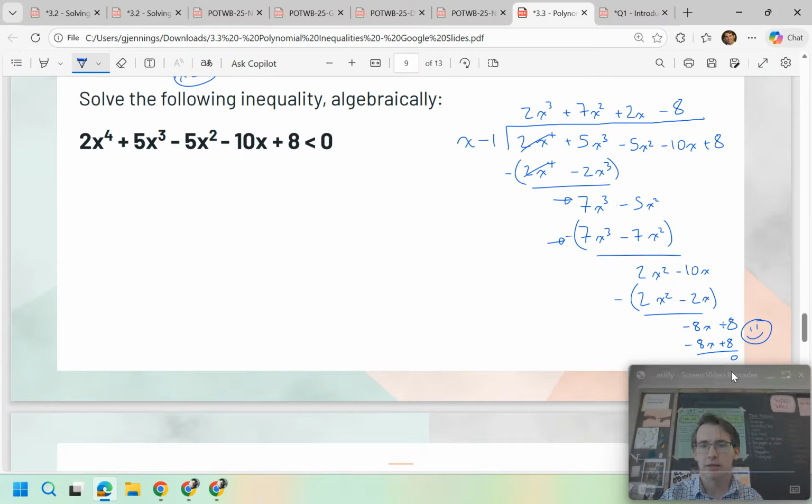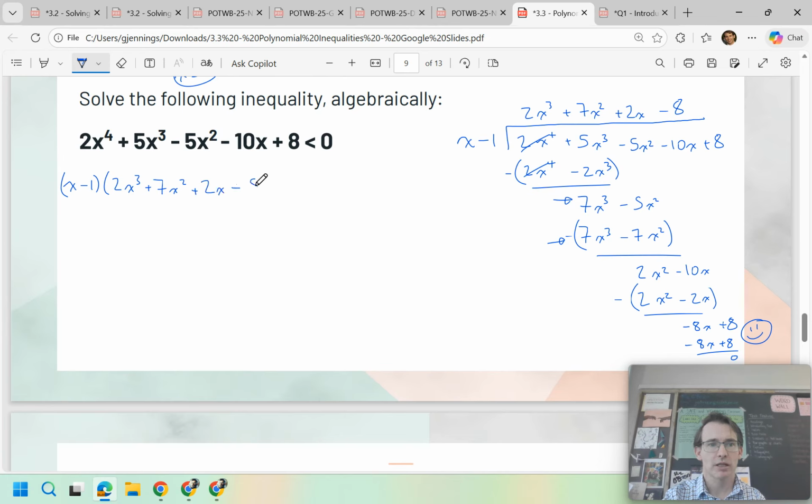Okay. So we could rewrite this right away as x minus 1 multiplied by 2x cubed plus 7x squared plus 2x minus 8. And we know that all of that equals 0. But we're not done because we still have a cubic in there, and we want to know the cubic zeros. So we only know one of the zeros so far is at 1. So let's try our tricks again.